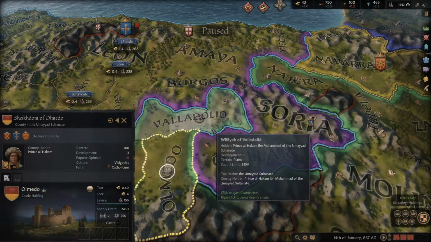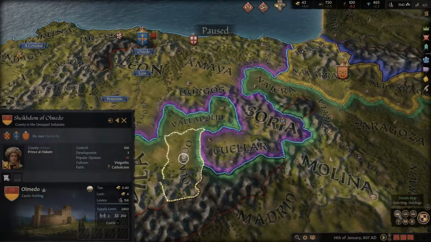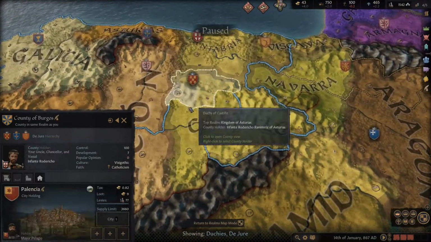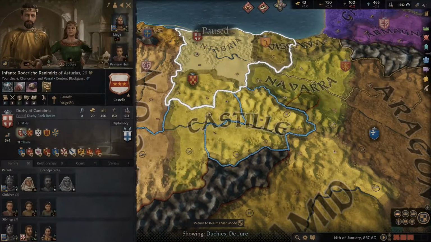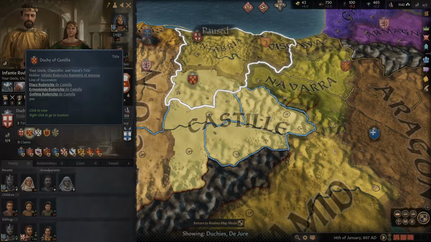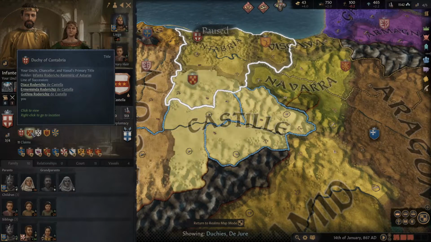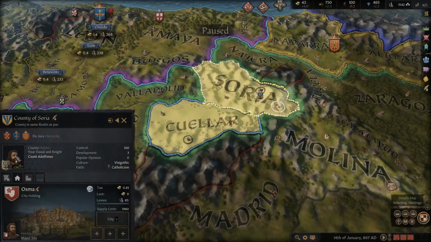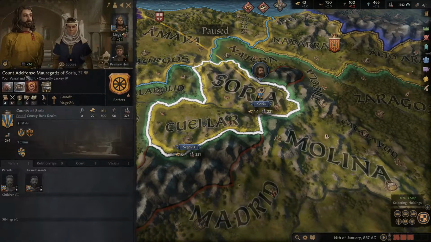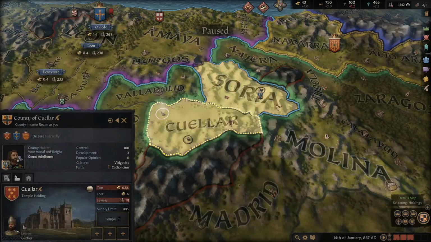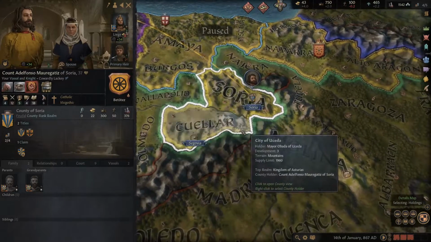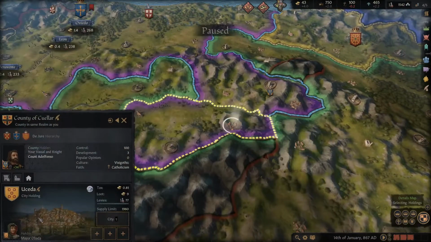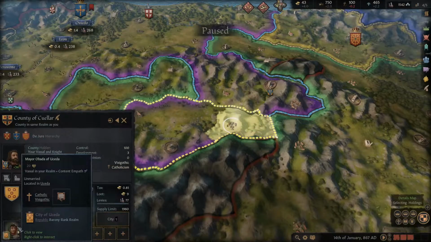You will notice that the Duchy of Castile happens to be also owned by our dear Rodrigo dude, who, as well as being the Count of Burgos, happens to be the Duke of Castile. So, as the Duke of Castile, we have as a vassal the Count Aldefonso, who happens to own the county of Soria and Cuellar. Yes, a count can own multiple counties. And this count has the people who are owning the baronies, cities and temples in his county as vassals.